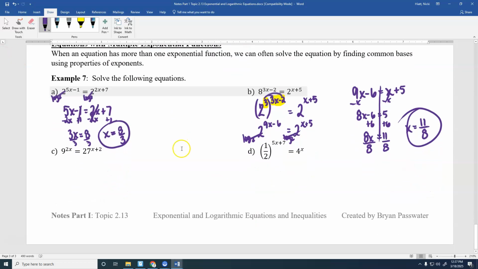All right, C and D are going to be a little bit different. Because 9, can I raise 9 to a power that'll give me 27? I can't do it, right? Like 9 squared would give me 81. It'd be too big. I could use maybe a decimal or a fraction, but I'd rather stay away from that if I can. So I have to have the same bases to be able to solve this. I can't solve it unless I have the same bases. Any ideas?